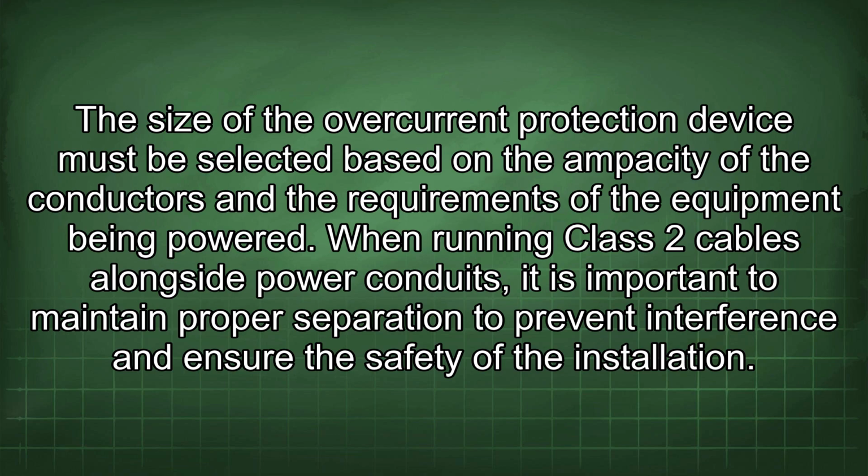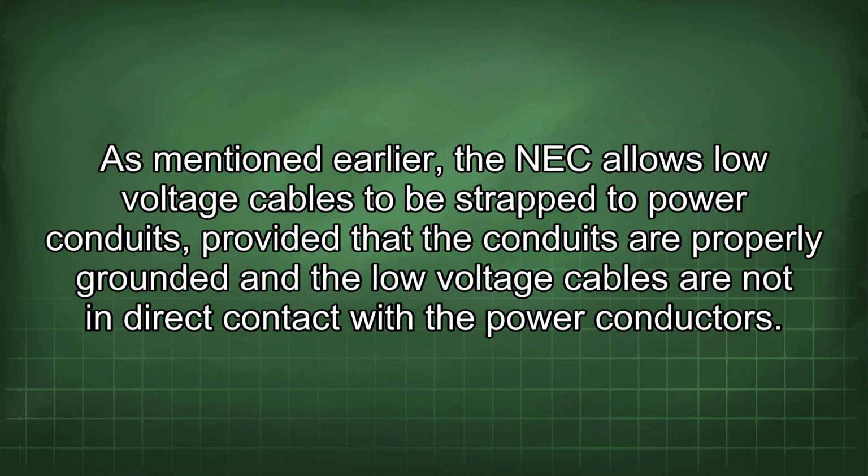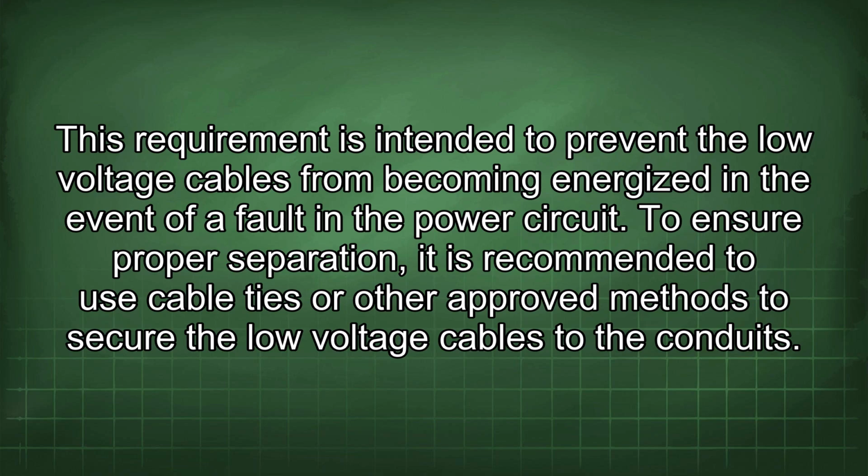When running Class 2 cables alongside power conduits, it is important to maintain proper separation to prevent interference and ensure the safety of the installation. As mentioned earlier, the NEC allows low voltage cables to be strapped to power conduits, provided that the conduits are properly grounded and the low voltage cables are not in direct contact with the power conductors. This requirement is intended to prevent the low voltage cables from becoming energized in the event of a fault in the power circuit. To ensure proper separation, it is recommended to use cable ties or other approved methods to secure the low voltage cables to the conduits.